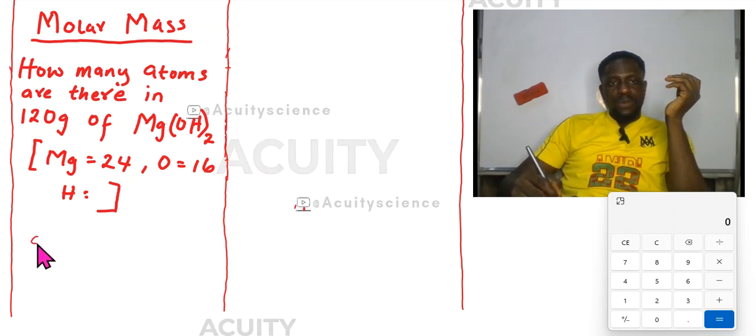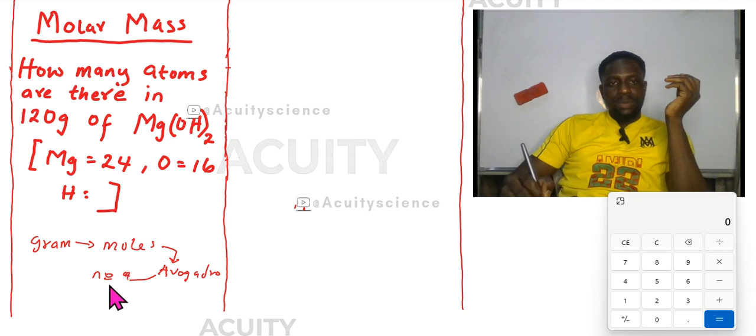So you must go from grams to moles. Then from moles, you multiply with Avogadro. Then you get the number of atoms. Okay, that's the pathway we must take to answer this question. So let's start. First step, we must go from grams to moles.